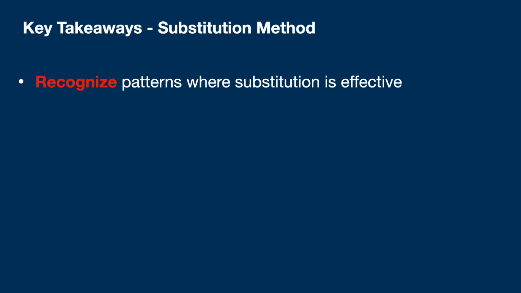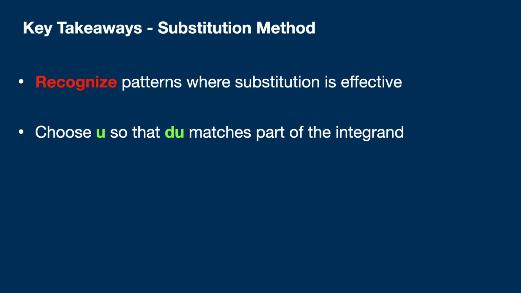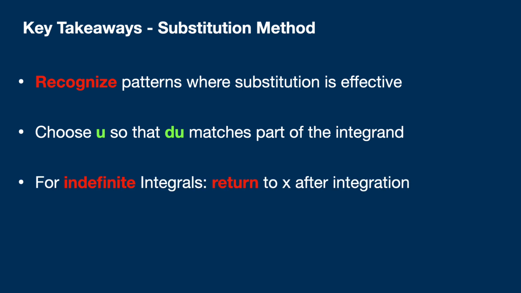After you identify the substitution, you find u and du, and you replace them in the integrand. You have to do that. After that, for an indefinite integral, you have to return to x after integration. That's very important, because you plug x back in after integration. But for a definite integral, you adjust the limits and find the value by using the first fundamental theorem.